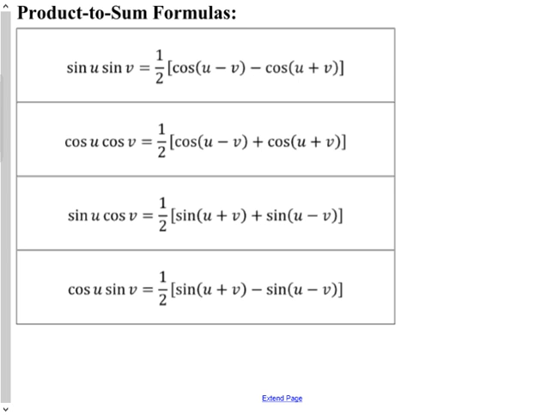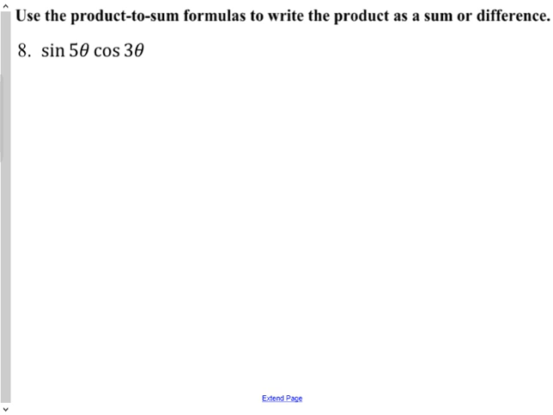Last set of formulas here, we're going to have product to sum and sum to product. In this case, they found out how to solve for sine u, sine v through a combination of fractions and cosine u minus v formulas, cosine u plus v formulas. So how these are going to work is it's going to say given sine of 5 theta, cosine of 3 theta, rewrite this product as a sum, right? Because we start with a product, so it wants us to end with a sum.